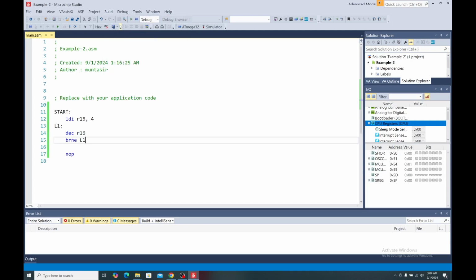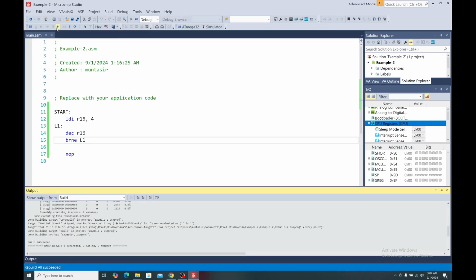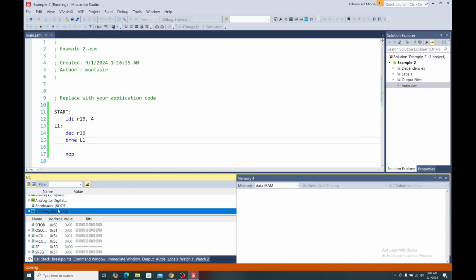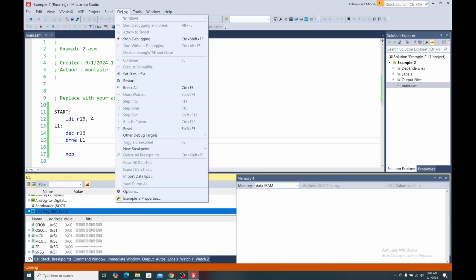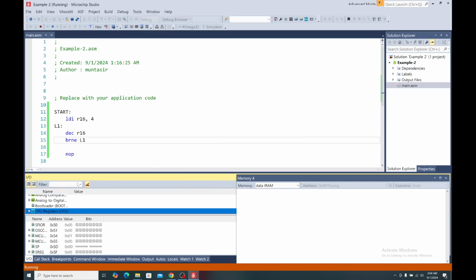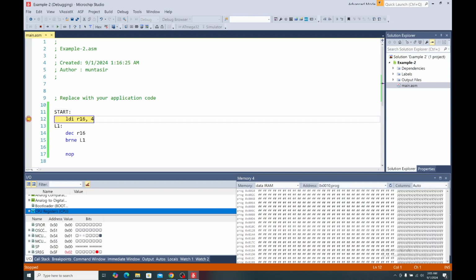Let me build the project first, and then we will debug it. So this is the I/O window. Here we can visualize the I/O registers. You can go to Debug, then Windows, and that's how you can put the I/O screen in front. So let us create a breakpoint here, and then we'll start executing the program.